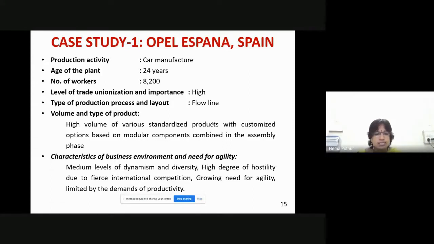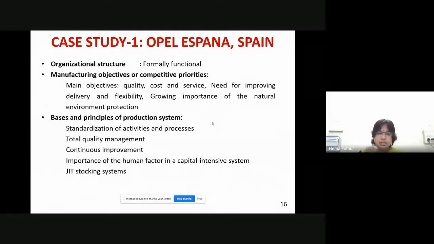And the characteristics of a business environment and need for agility is medium levels of dynamism and diversity and high level, because the company owns this type of area where it is keeping an eye on growing need for agility and limited by the demands of productivity. Because the productivity is limited, and the demand is comparatively higher. Because the industry itself is working on medium levels of dynamism and diversity, it is producing high volumes of various standardized products. Already standardized products it's producing. Because of that, there is a growing need for this particular industry to shift themselves to agile.